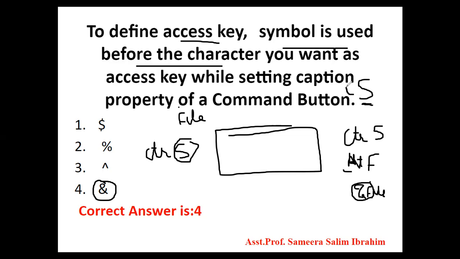That means while making that particular code, the developer must have written ampersand S over there. That means S is the key for saving the document. And if the user presses S, my form is going to follow that instruction of saving the document. So the symbol which is used before that character is ampersand, whichever character. Suppose I want to indicate S, or F, I have to write ampersand before that. So ampersand is the symbol used before a particular character to make it an access key.